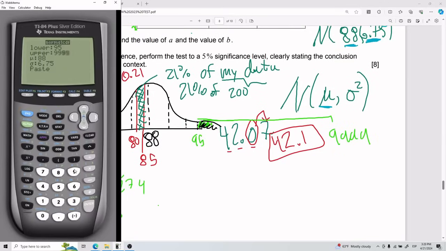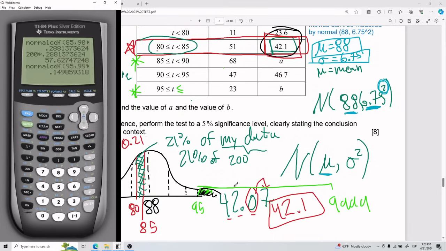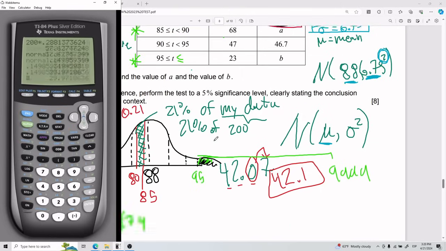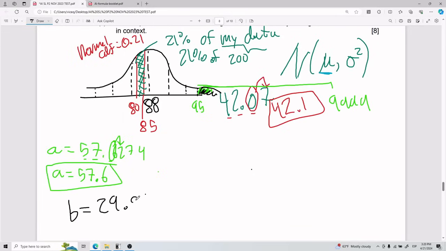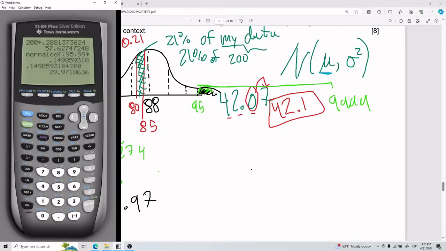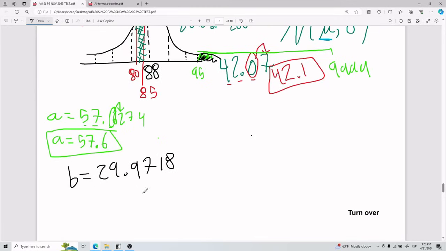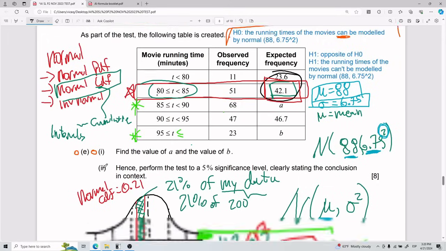That is what we tell our calculator. Our upper is going to be incredibly big. You press paste, there it is. So from 95 until the end, it's around 15% of your data. You can take this, multiply by 200, and boom, your B value. B value is 29.978. If you want to count significant figures, you say 1, 2, 3, and round it up. Here you would round it up, so you end up with 30.0 for B. And that is for part E, part I.